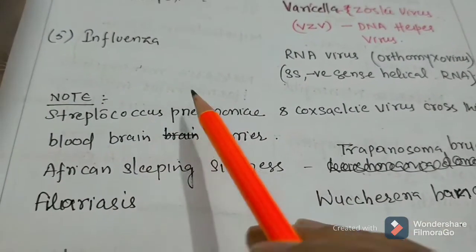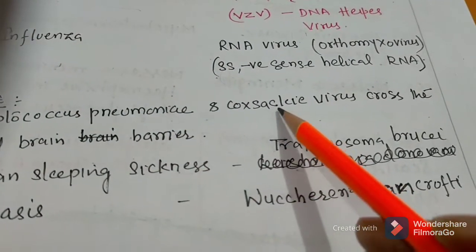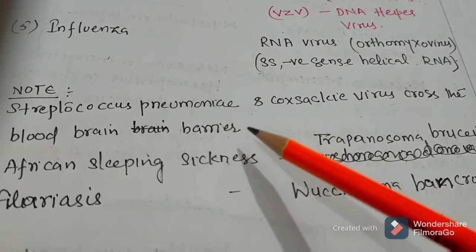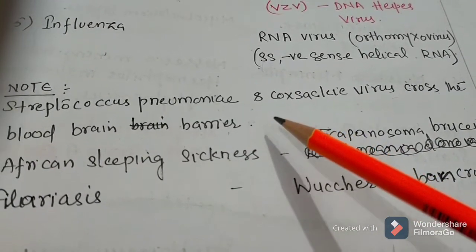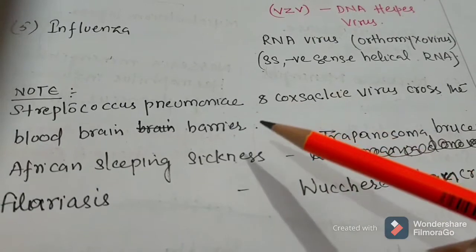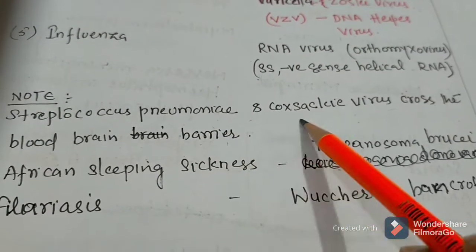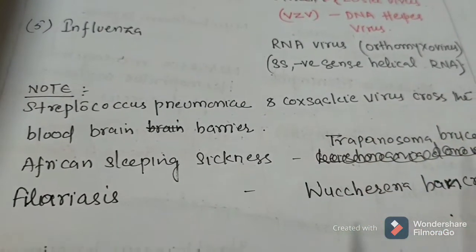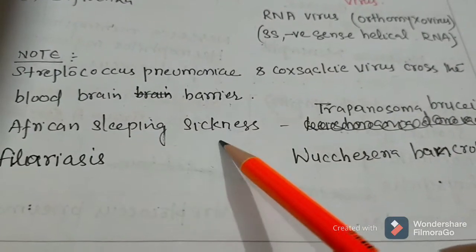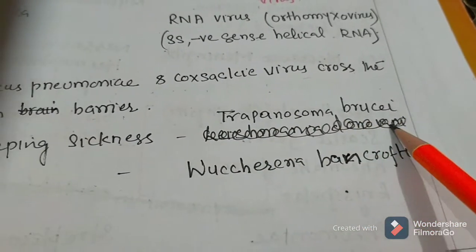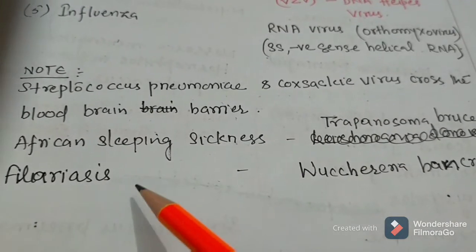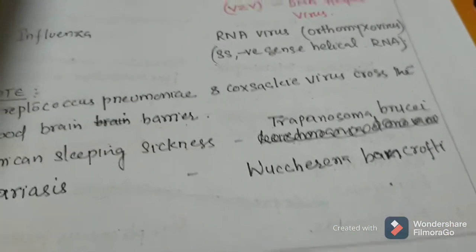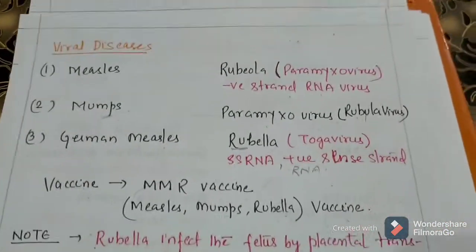An important point here: Streptococcus pneumoniae and Coxsackie viruses can cross the blood-brain barrier. Usually the blood-brain barrier is impermeable, nothing can enter the brain, but this bacteria and the Coxsackie virus can cross the blood-brain barrier and cause different diseases. Then African sleeping sickness, caused by Trypanosoma brucei. And filariasis, also called elephantiasis, caused by Wuchereria bancrofti. So these were airborne diseases by virus and bacteria.